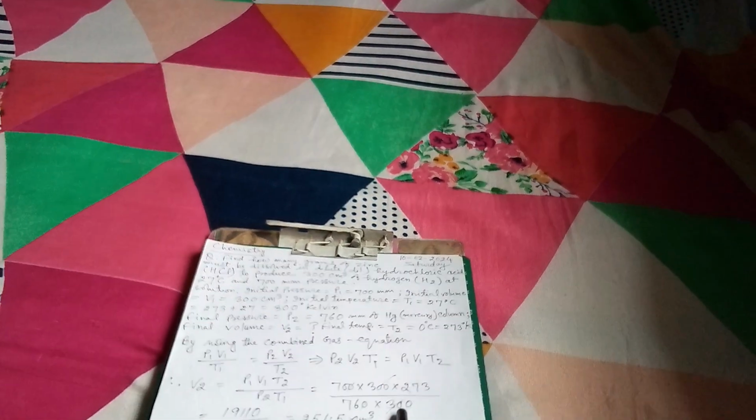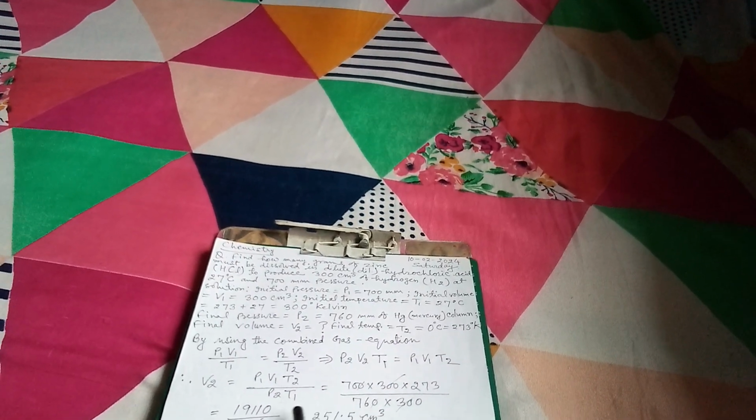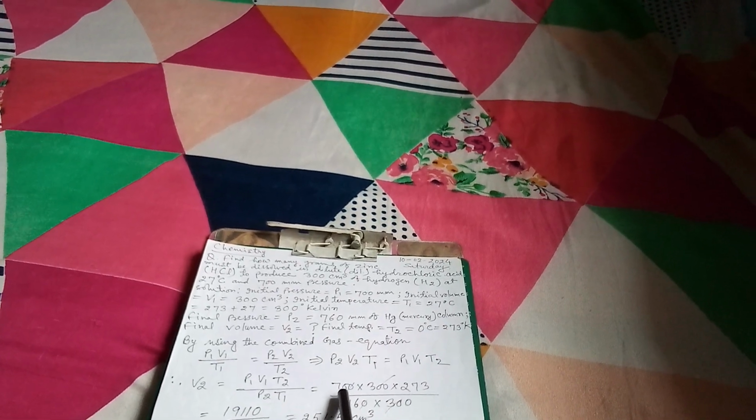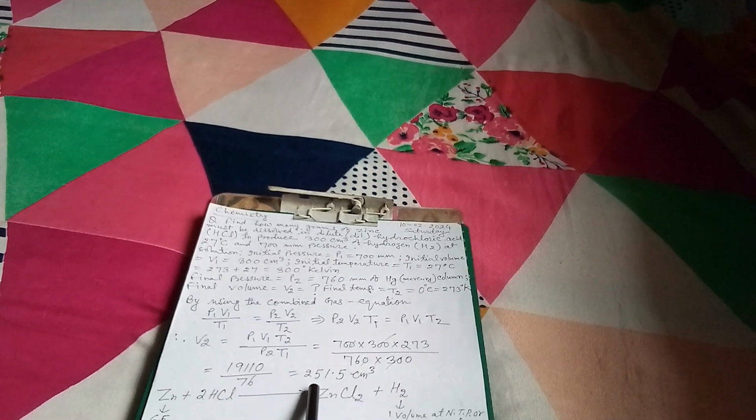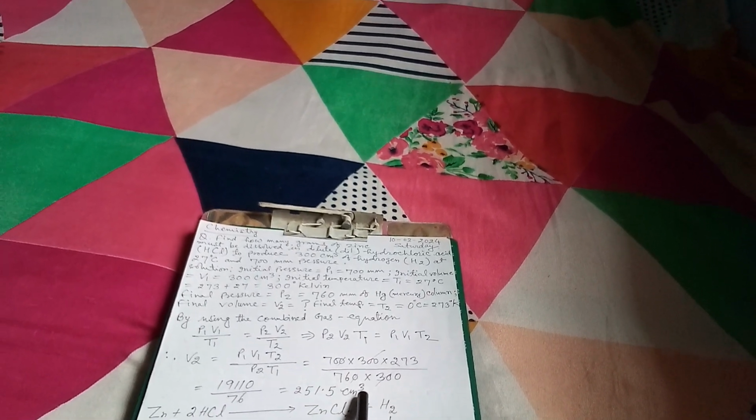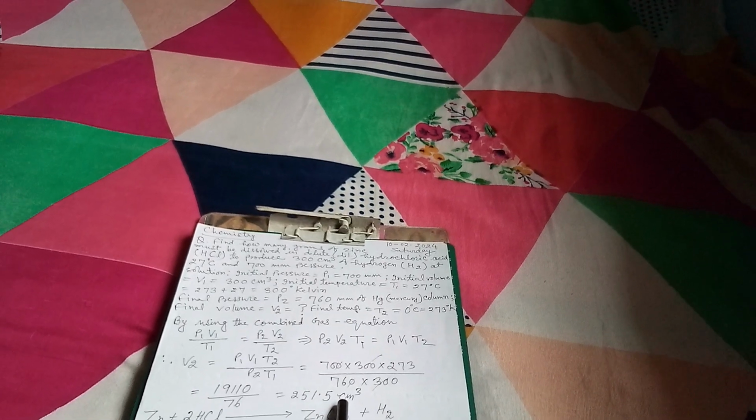Now this 300 cancels with the zeros, and we are left with 70 and 273. We multiply, and we get 19110 by 76. By dividing we get 251.5 cubic centimeter. So this is the final volume.